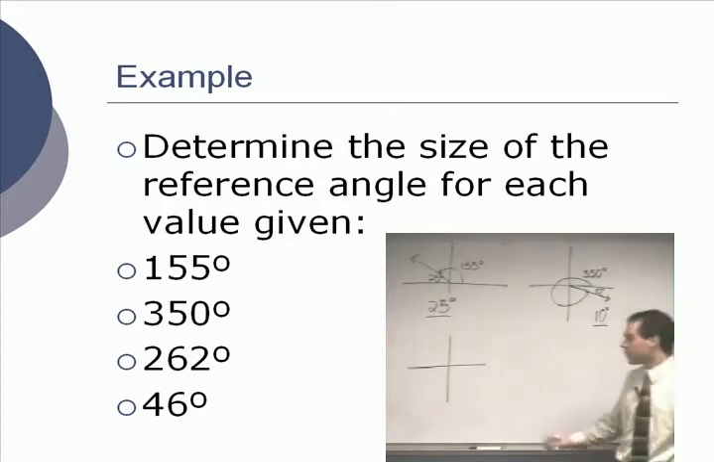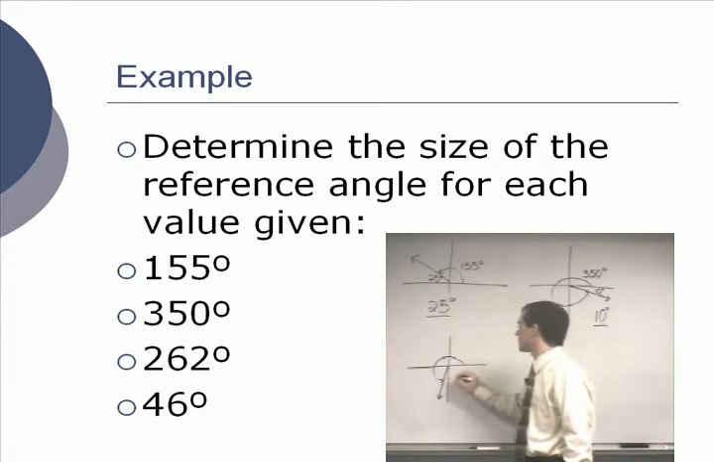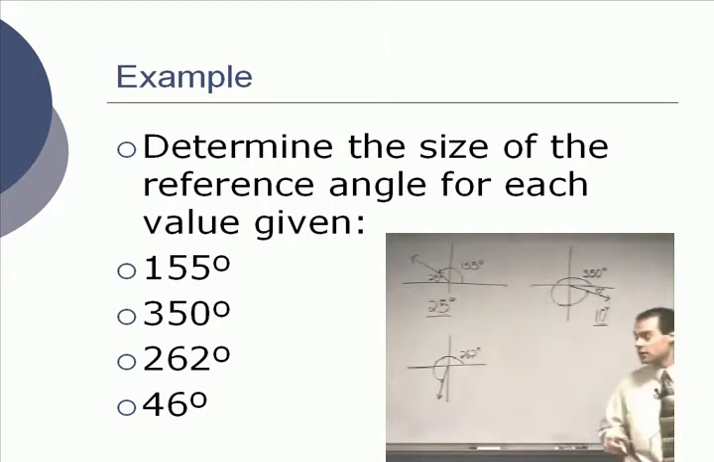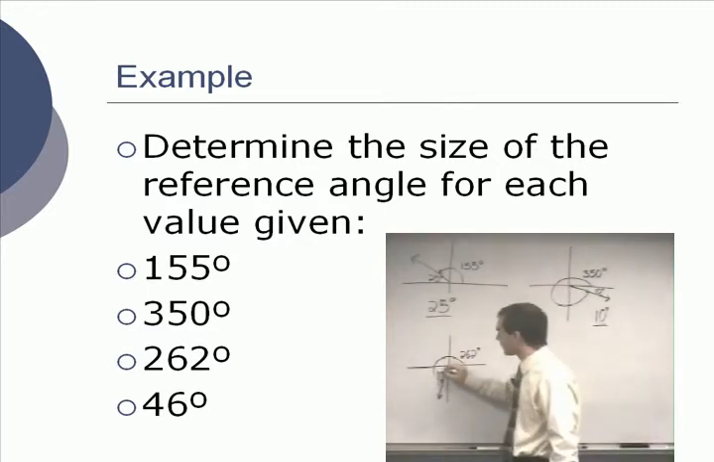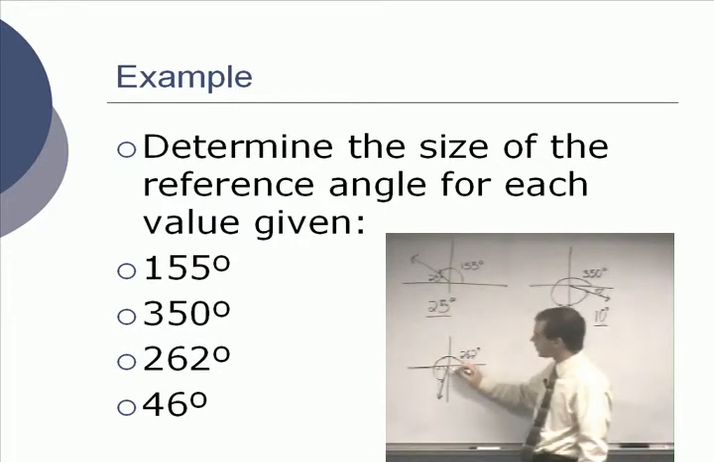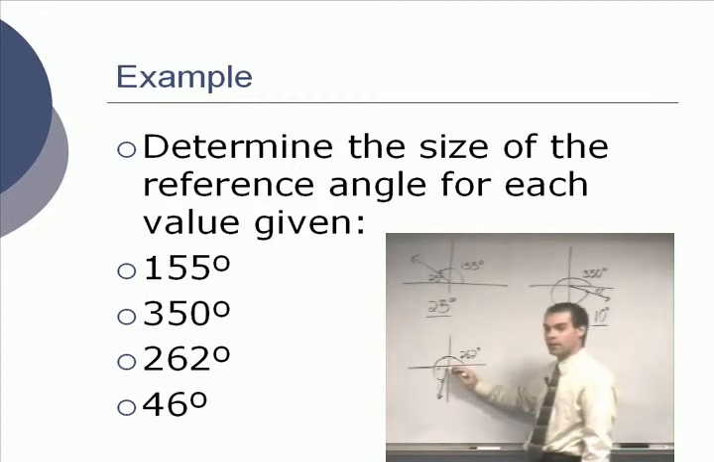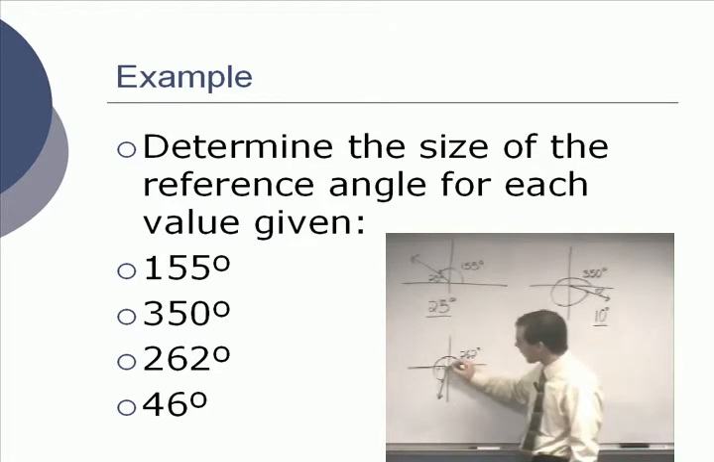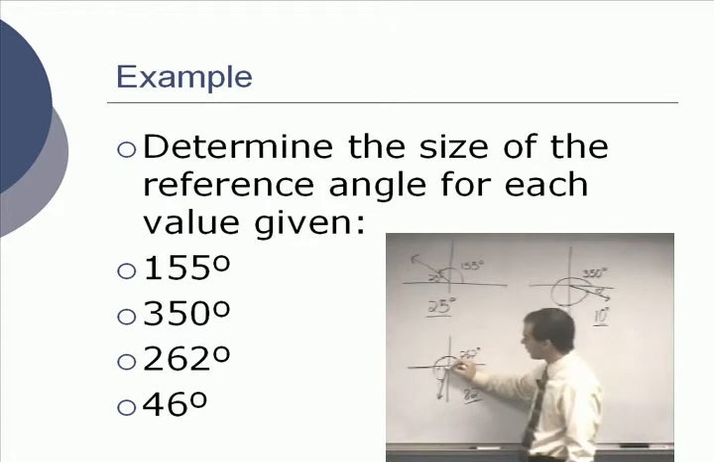262 degrees puts us in quadrant 3, just short of 270. If our angle is 262, what's our reference angle going to be? Nope. If the whole thing is 262, this is our reference angle right in there. So what are you going to do to this 262 to find the reference angle? Subtract 180. Right. If you take 180 away from that, this angle here has to be 82 degrees. It's formed right up there.